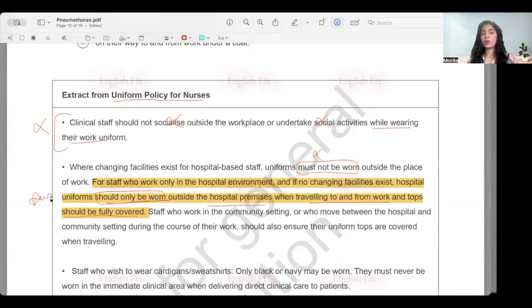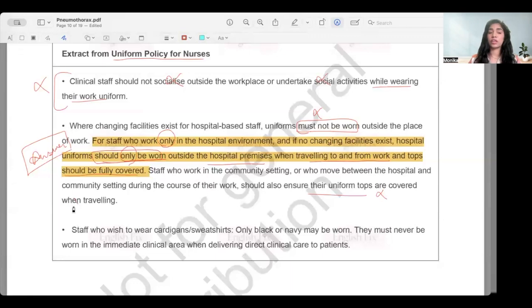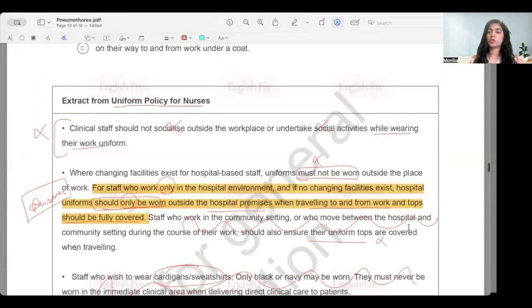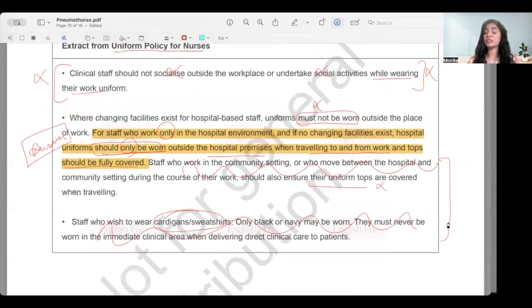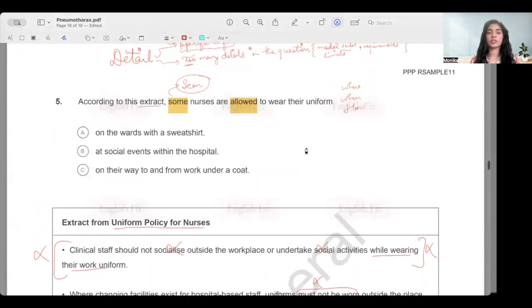Sure. Now, let's see if they are saying anywhere else if I'm allowed to wear the uniform, even though they have said only. But let's see. Staff who work in the blah, blah, blah, who have been blah, blah, blah, should also ensure their uniforms. It's about covering their uniform. That's not where my answer is. So they are talking about traveling. Yeah, that's only when I'm allowed to wear the uniform. Who wish to wear cardigans. It's about cardigans and sweatshirts. It's not about the uniform. So that's not what I'm talking about as well. So if I'm getting an answer choice from here, this is not my answer. If I'm getting an answer choice from here, it's not my answer. My answer comes from here, only this particular section. Now let's go to the answer choices.